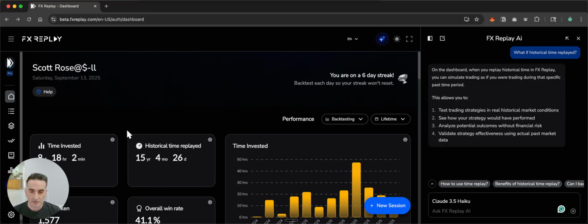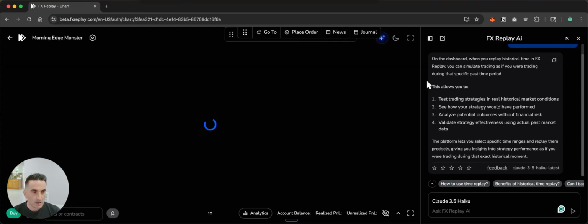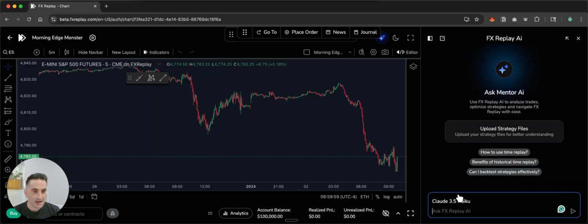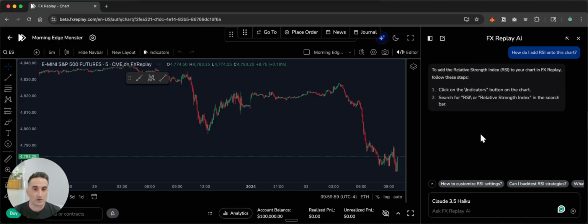Let's switch gears. Let's head over to the chart. Now remember, we're going to start a new conversation and let's ask, how do I add RSI onto this chart? Mentor returns step-by-step instructions on how to add indicators onto the chart.